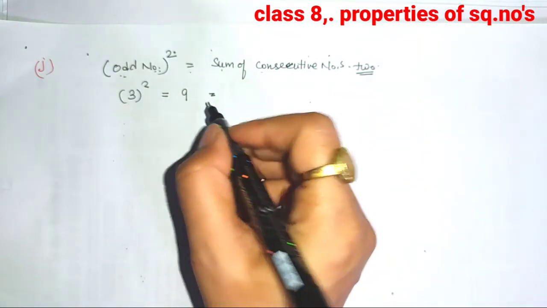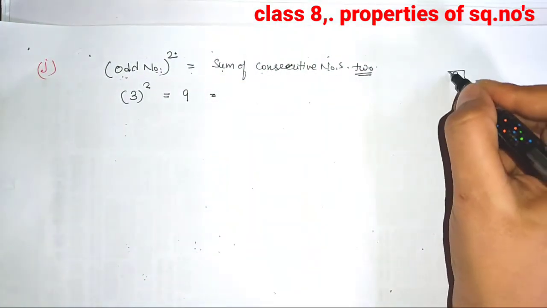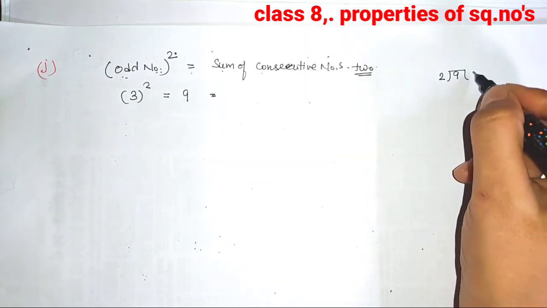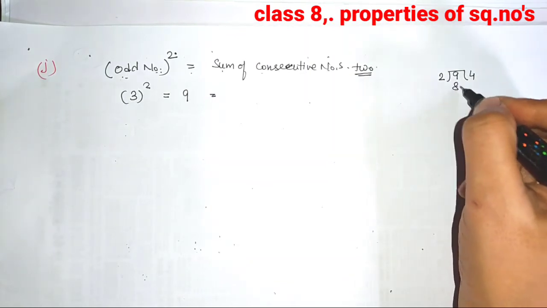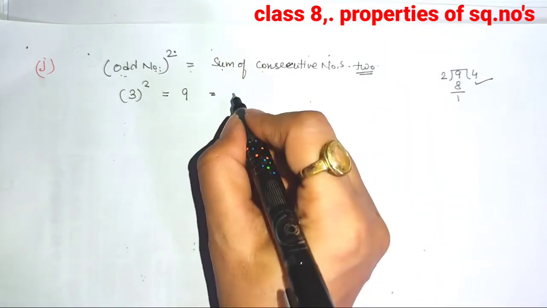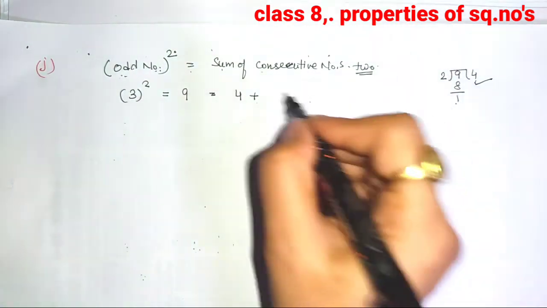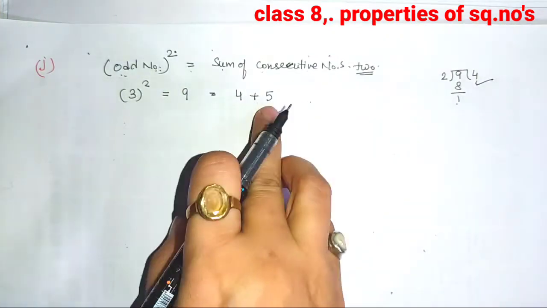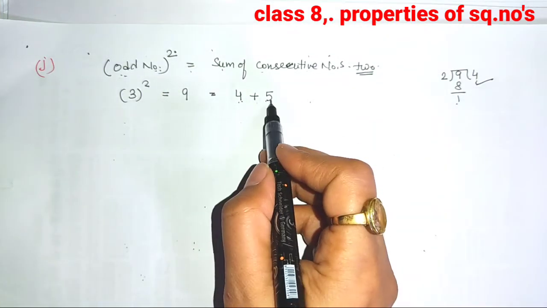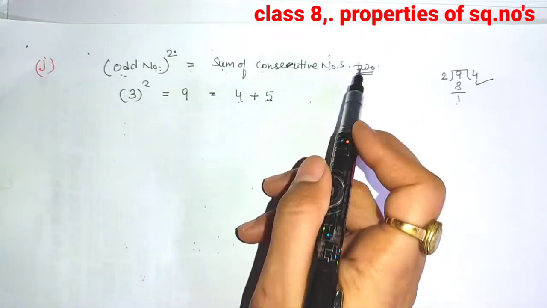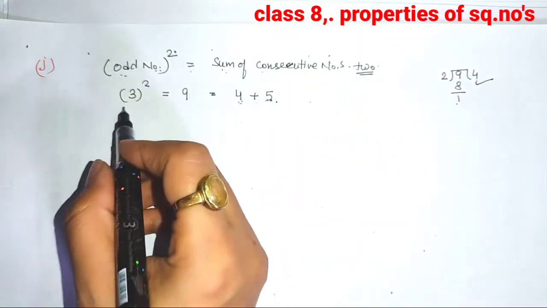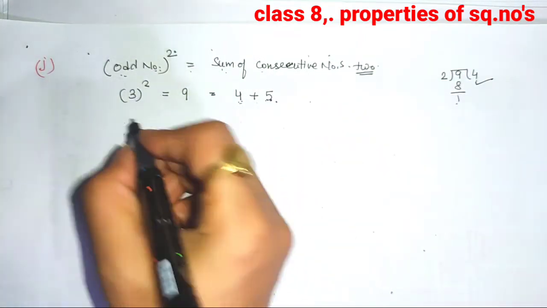How can you express this? You have to divide 9 by 2. Dividing 9 by 2, you get one number as 4, and the other is 4 plus 1, the remainder 1, which is 5. Now you can see they are both consecutive numbers, and these are the two numbers. So any square of an odd number can be expressed this way.